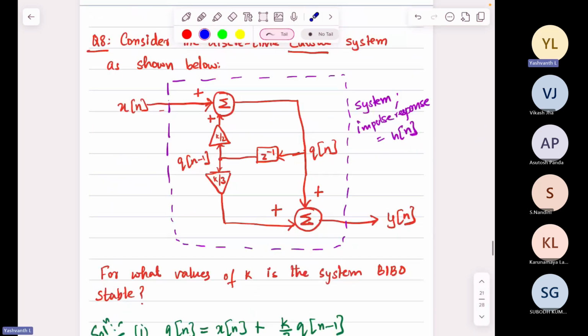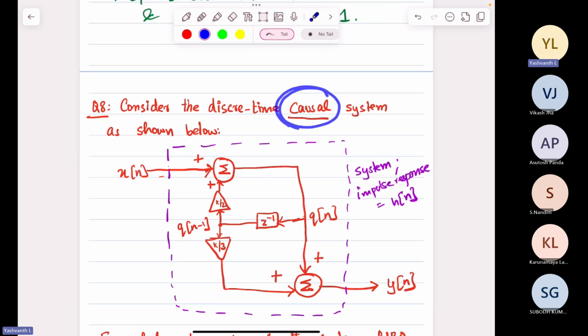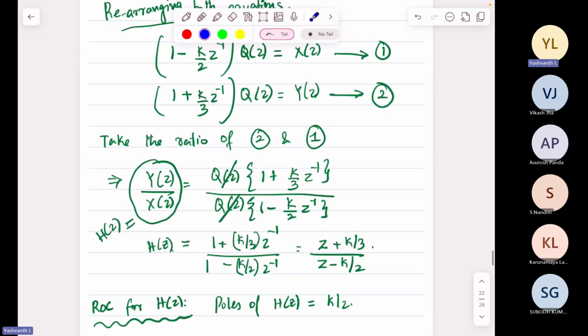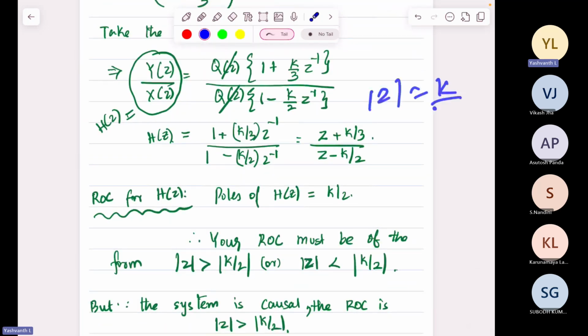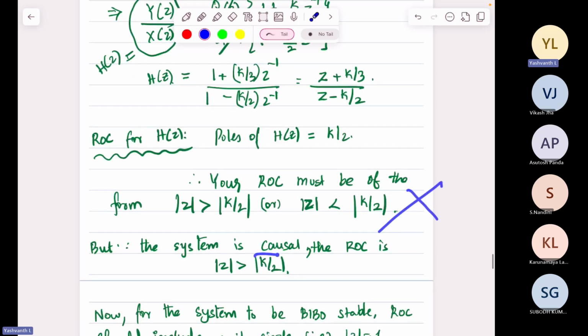Okay, let me give you the hint. That's why the property causal is given. For a causal system, the ROC is the exterior part of some circle. I know that the circle is mod Z equal to K by 2. Now the question is whether it is outside the circle or inside the circle. The question says causal, which means the ROC should be outside the circle. That's why the ROC for this is mod Z greater than K by 2, not less than K by 2.